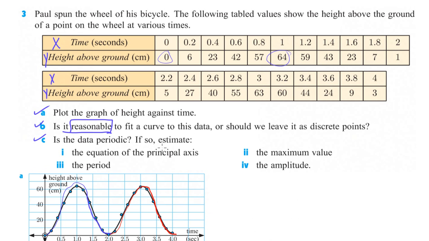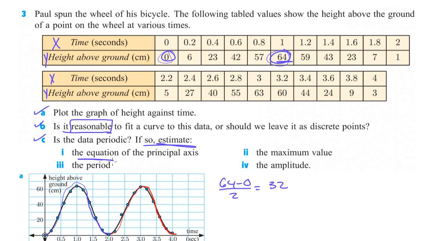So if it is, estimate, doesn't mean calculate, estimate the equation of the principal axis. So that's right in the middle. Goes from 0 to 64. I know we're supposed to estimate. It's kind of right in the middle there. It's kind of an interesting thing to estimate, because it's a pretty simple calculation. You take the top number, 64, minus the bottom number and divide by 2, right? And that will give you the principal axis. That gives us 32.